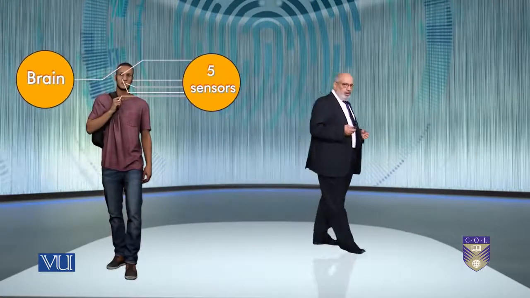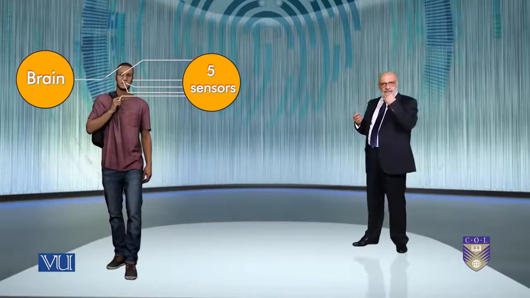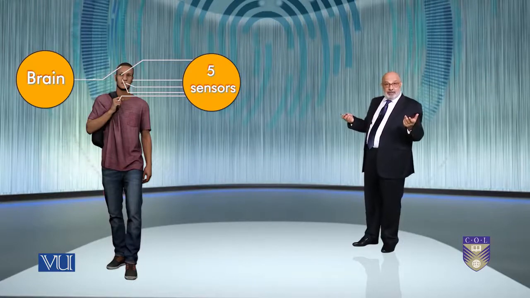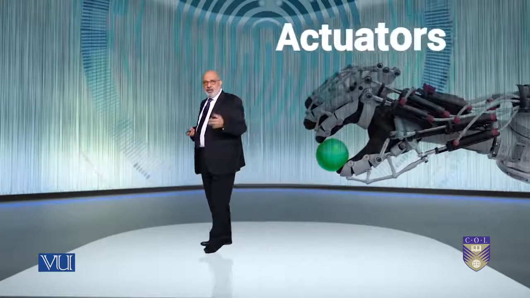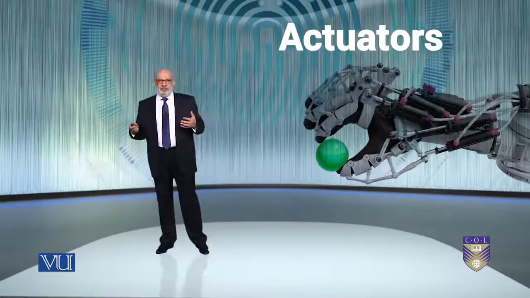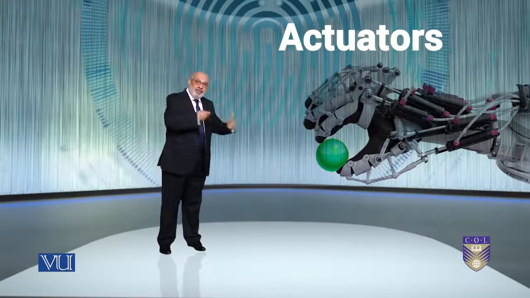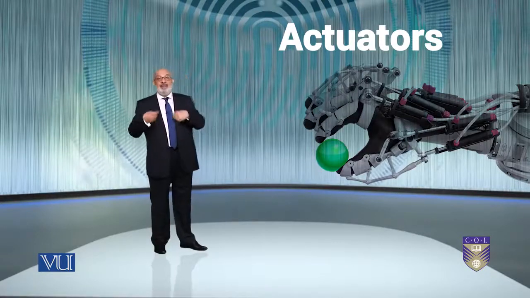Humans, as I said, have five senses: ears, nose, your tongue, which accepts something, taste, and so forth. Then the other concept in this is actuators, which are hands, legs, vocal tract. These are actuators which make things happen. They're like movers.